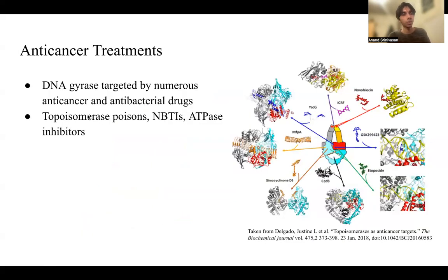The last thing I want to talk about is some of the anti-cancer treatments that are being focused on DNA gyrase. Basically, there are a bunch of small molecules that can stabilize the DNA-bound state of DNA gyrase, immobilizing it, making it ineffective. The reason that's a novel cancer treatment is because cancer cells have a lot of topoisomerases because they're replicating really frequently. And so these poisons are much more effective against cancer cells than they are against normal cells. And so that's why there's a lot of research in that area.